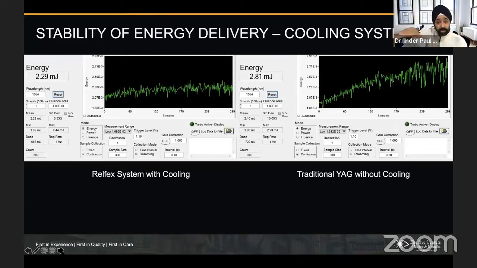Lastly, energy is also stable. We did a study that we also presented at ASCRS a couple of years ago, looking at the cooling cavity of these lasers that we have here compared to a standard YAG laser. What we find is even after 200 or 300 shots, the energy delivery is more stable because of the active cooling cavity. With the traditional YAG laser without an active cooling cavity, you see the energy delivery rising and the heat rising over time on that right side there.